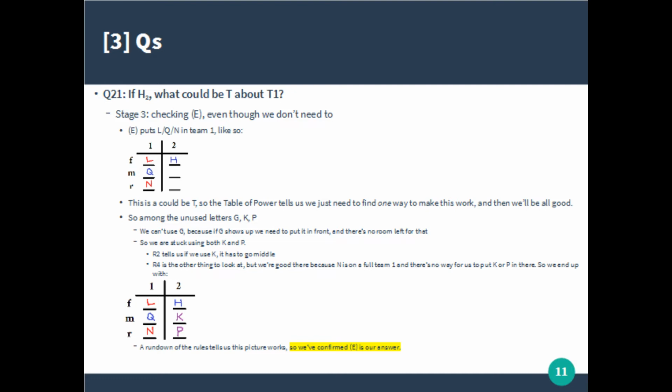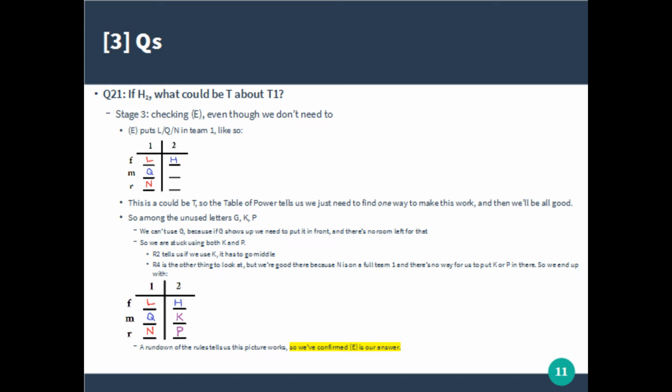And again, given that this is a could be true question, the table of power tells us all we need to do is find a single way to make this work. We don't have to prove that it always works. Just one way to make this work is enough, and we'll be all good. So right now, if we have H, L, N, and Q in our table, the unused 3 letters that we have are G, K, and P. So let's just start right up with G and see if we can place that anywhere. Turns out we actually can't use G because if G shows up, we need to put it in front, and in our diagram, we have no room left for that. So G is out of the list, so we are stuck using K and P, and so we only have 2 letters left and 2 slots to put them in. How convenient.